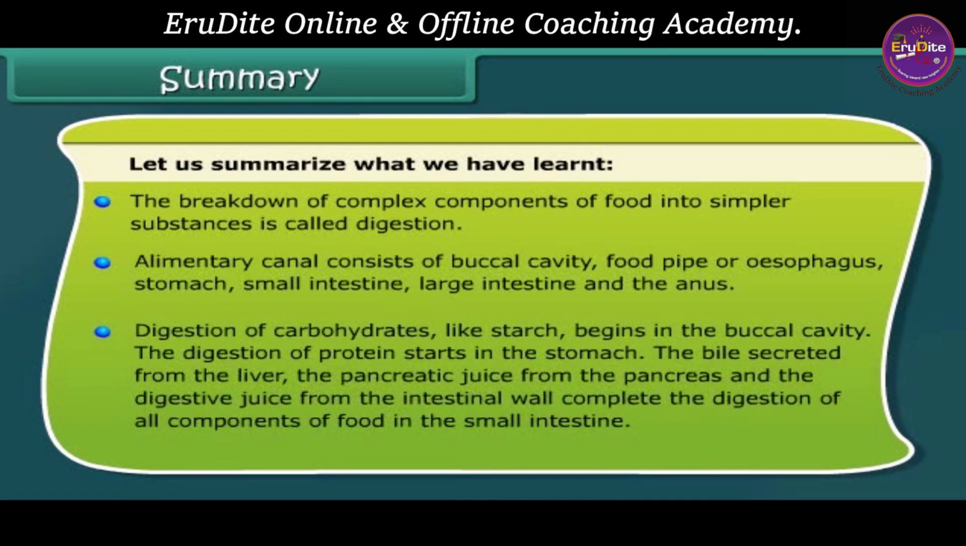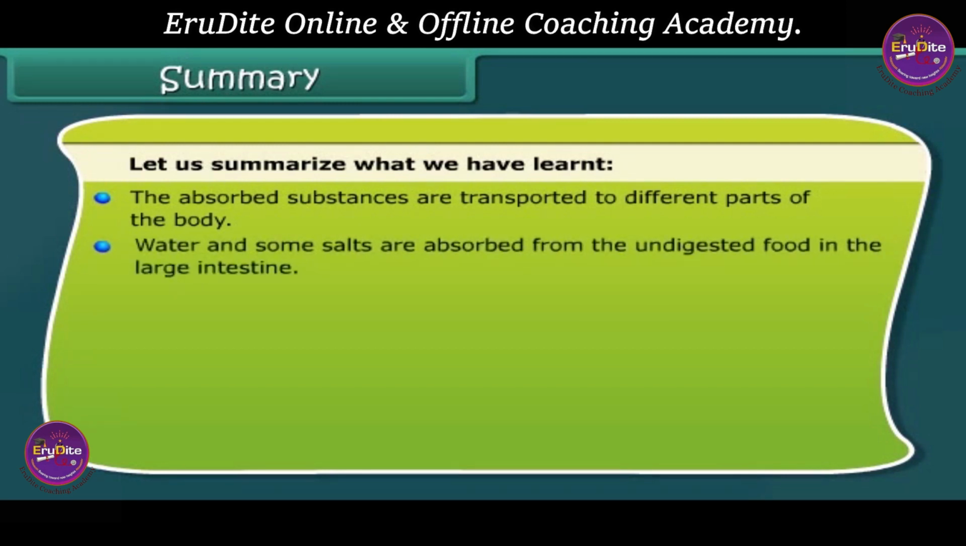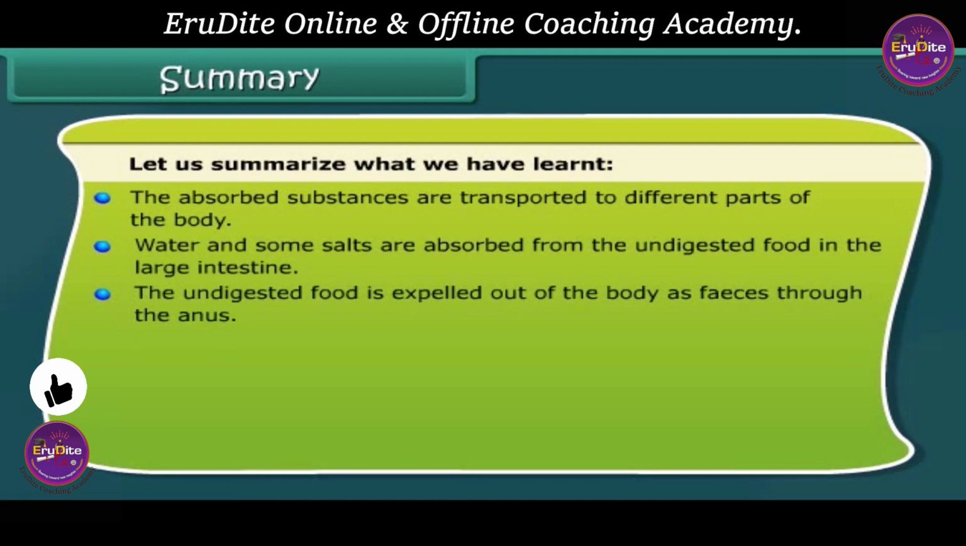Digestion of carbohydrates like starch begins in the buccal cavity. The digestion of protein starts in the stomach. The bile secreted from the liver, the pancreatic juice from the pancreas, and the digestive juice from the intestinal wall complete the digestion of all components of food in the small intestine. The absorbed substances are transported to different parts of the body. Water and some salts are absorbed from the undigested food in the large intestine. The undigested food is expelled out of the body as feces through the anus.